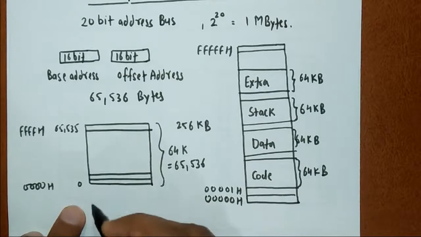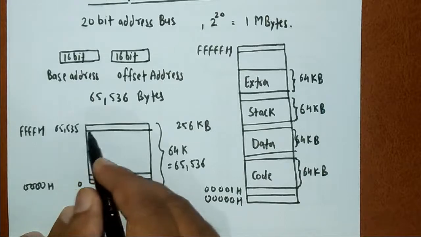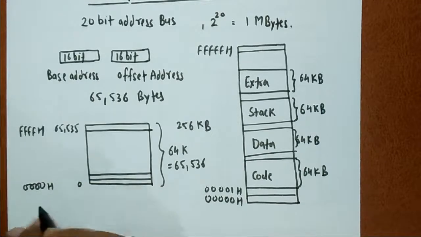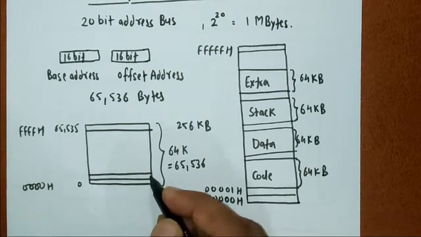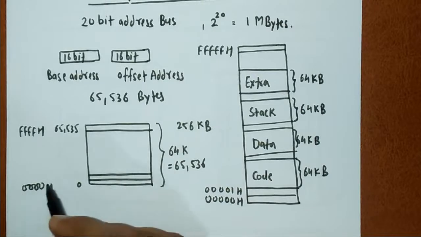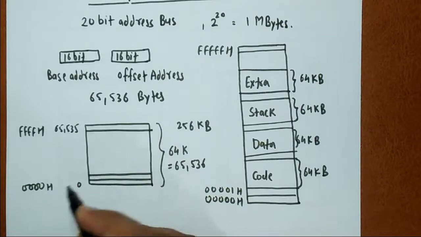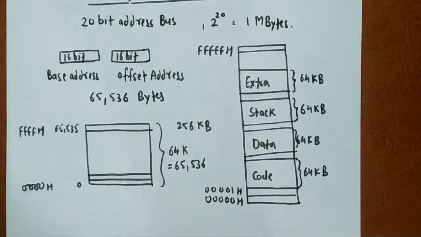So if I provide some numbering to these registers, then the first register I can number 0, and the last will be 65535. The same thing in hexadecimal is 0000H, and this will be FFFFH. So that means each register here can be represented by a 16-bit number. The first register I can say is 0000H. Similarly, the next register will be 0001H, and the last register will be FFFFH.